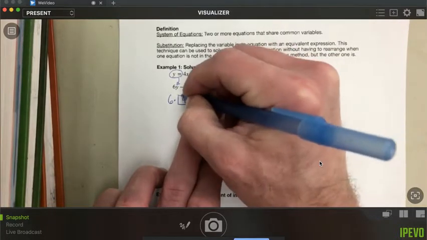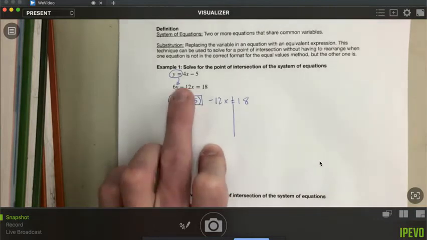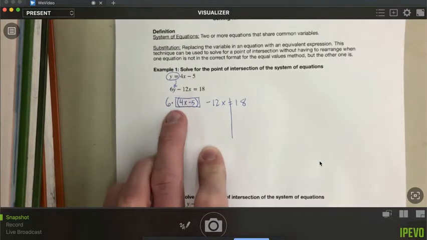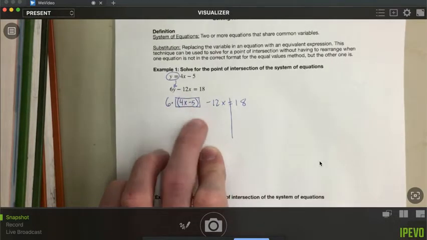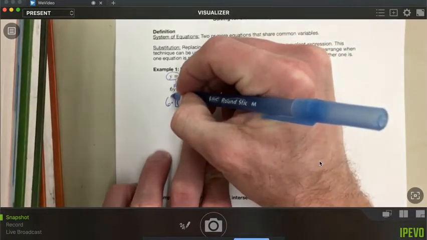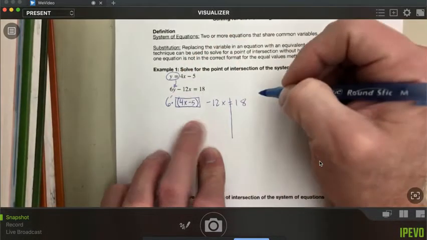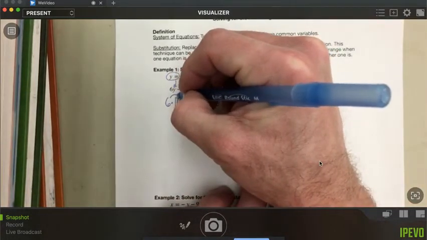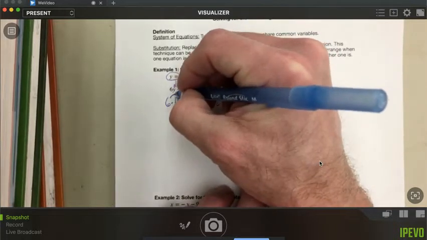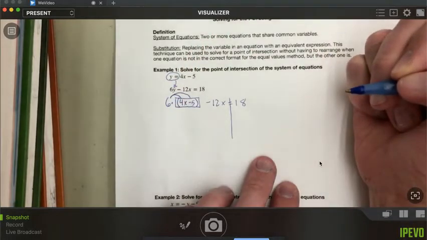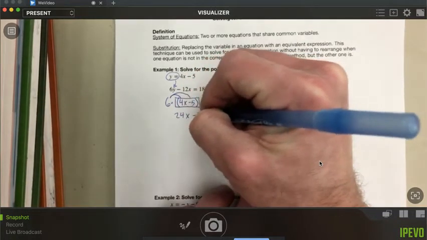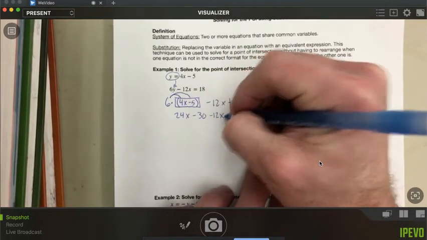I'm replacing y with that 4x minus 5, and I'm throwing it in parentheses, because it used to be 6 times y, so now it's going to be 6 times all of this. So as I start to solve this, notice I have a whole bunch of stuff on this side, and so I can use my simplifying process. I can do 6 times 4x, and 6 times negative 5. That's 24x minus 30, and then I still have this minus 12x equals 18.